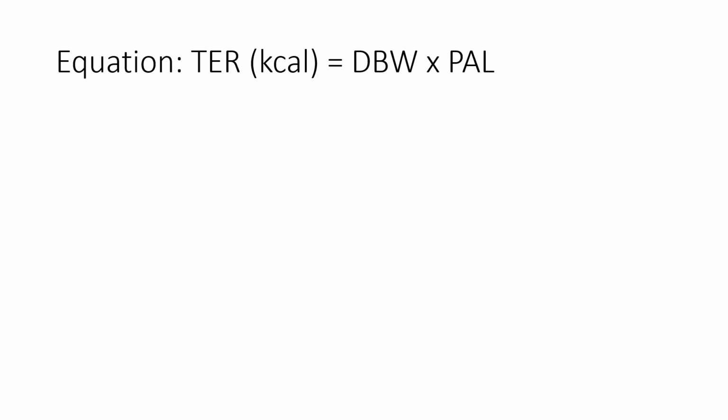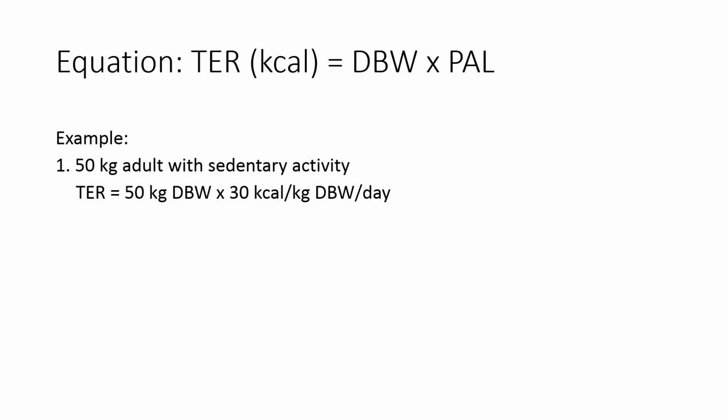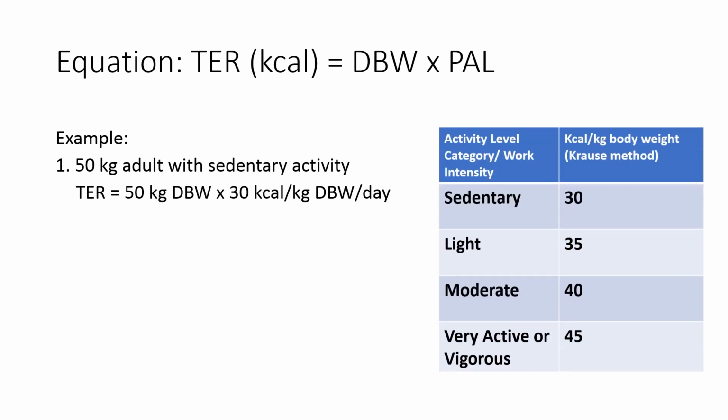Now let's proceed to the calculation of total energy requirement. Again, the equation is total energy requirement in kilocalories equals desirable body weight multiplied by physical activity level. For example, a 50 kilogram adult with a sedentary activity: 50 kilograms desirable body weight multiplied by 30 kilocalories per kilogram desirable body weight per day. We use 30 because, based on the table presented earlier, sedentary is 30 kilocalories per kilogram desirable body weight. So 50 multiplied by 30 is 1,500 kilocalories.